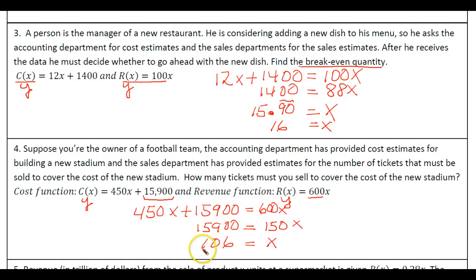We're just saying this would be the number of tickets sold to cover the cost of the building or whatever, the repairs or whatever, to break even.